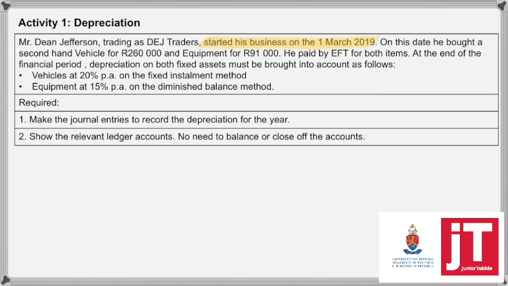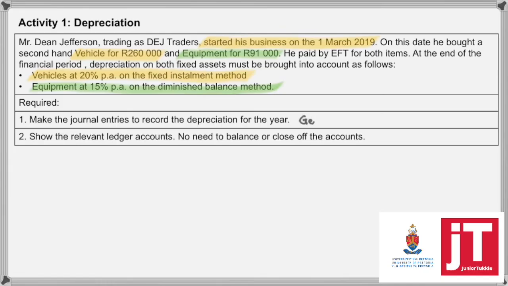So the contra account must be bank. At the end of the financial period, we have to depreciate both these assets, and we have to do it for vehicles at 20% on the fixed installment method, and equipment at 15% per annum on the diminished balance method. Then they ask us to make the journal entries to record the depreciation for the year.